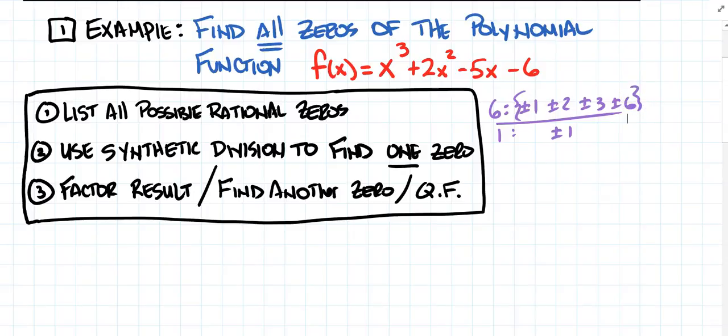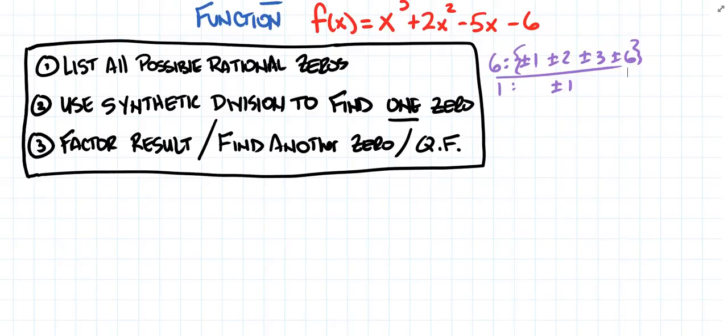Now I'm going to use synthetic division, and I'm going to find a zero from my list. So I could start with 1, -1, 2, -2, 3, -3, 6, or -6. I can use any one of these. For the purpose of this example, I'm going to choose to use the number 2. So I use synthetic division; I'm trying to see if 2 is a zero of this function.